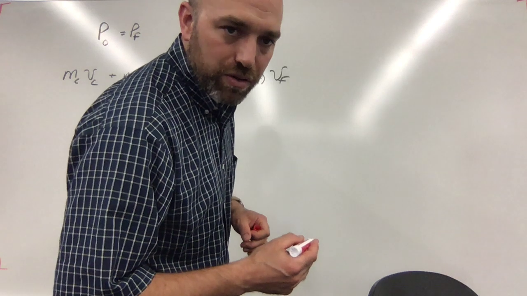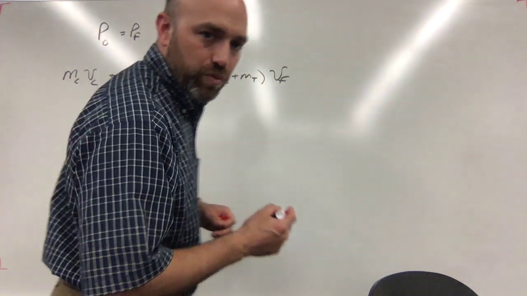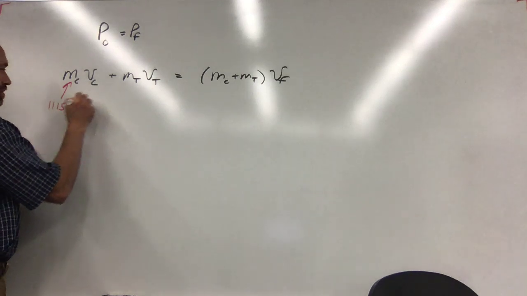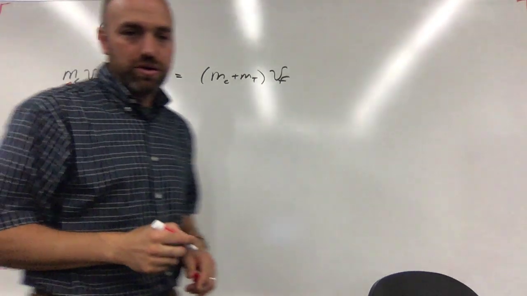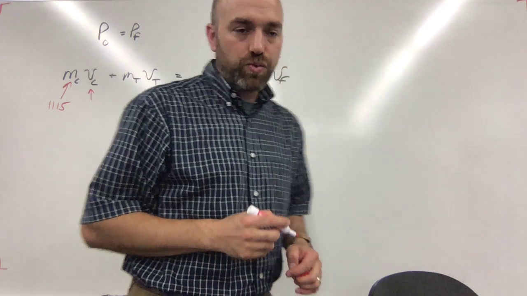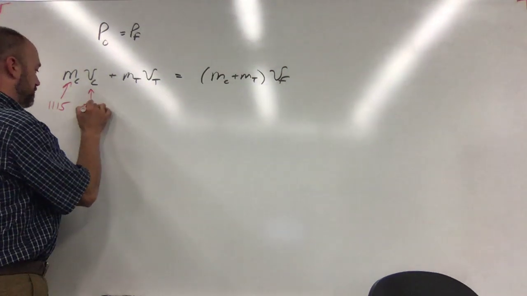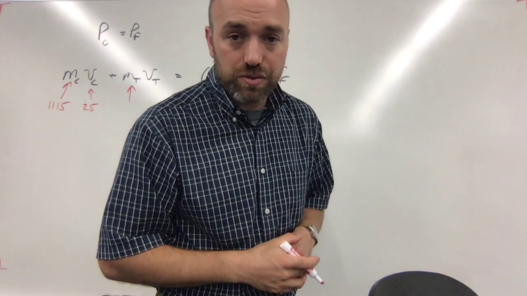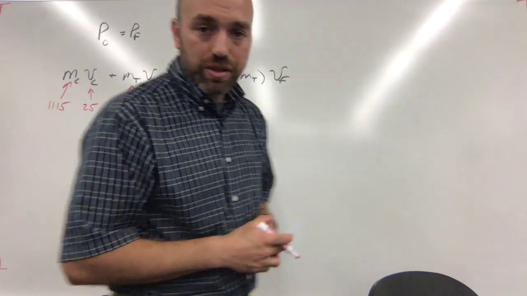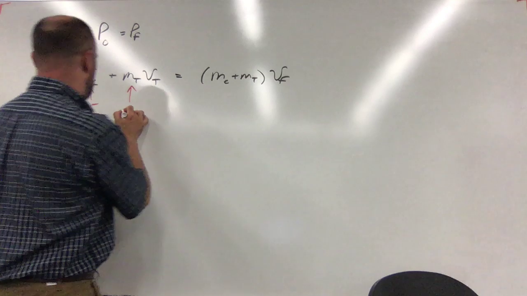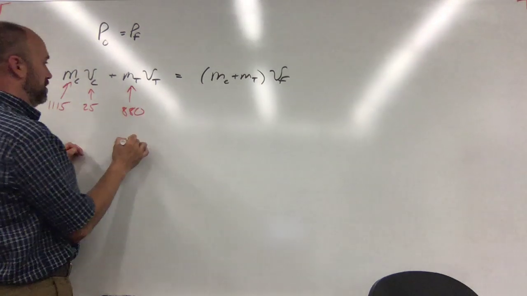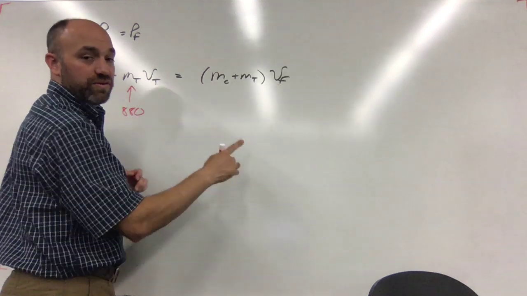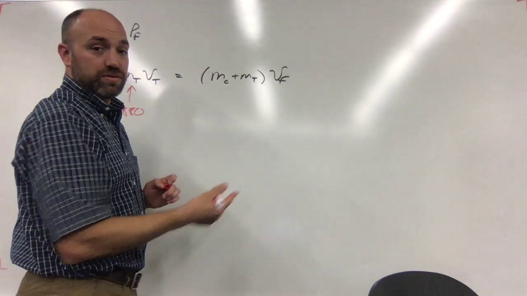Got a car, 1115. And the speed of the car is 25. And these are all proper units to start with, so no conversions. And you got a truck, 8800. What is that last V say? Because I can't see it. This one? Or that one? No. This one. That's an F. Okay. VF as in final.